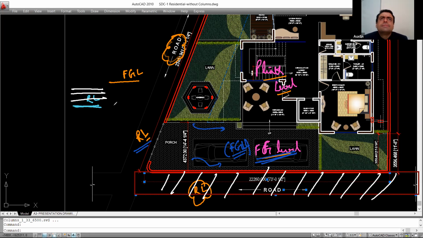Okay, good. This is one point. Now above this FGL will be our plinth level. So our plinth level that you see over here will be even above the FGL. So this is my plinth level. Now we are talking about three levels. This was my road level, this was my FGL, and above FGL I will have my plinth. Any confusion?